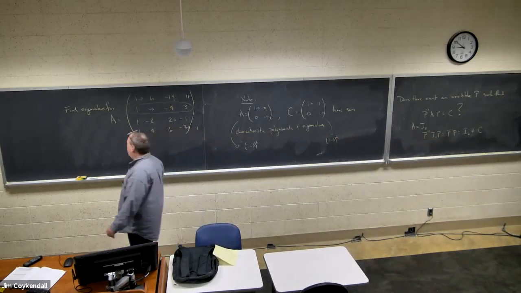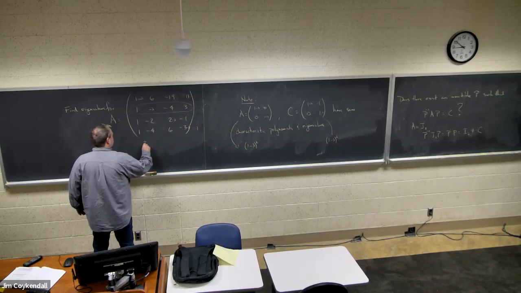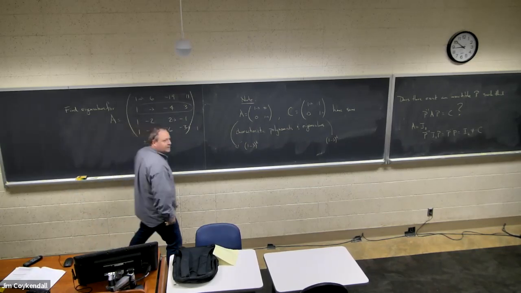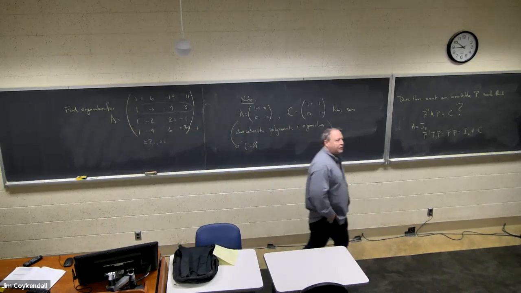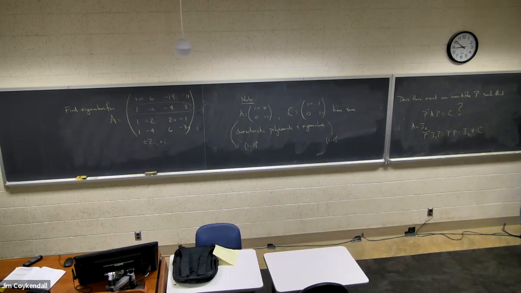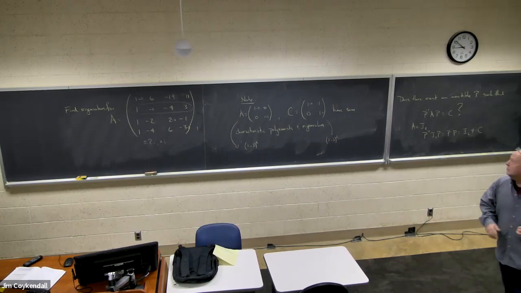I got the following eigenvalues. I got plus or minus 2i and plus or minus i. See if you can come to that conclusion. So in a certain sense, this is a 4-dimensional matrix that only does rotations. There are no real eigenvalues.